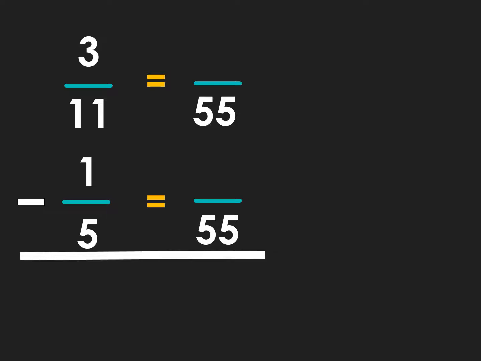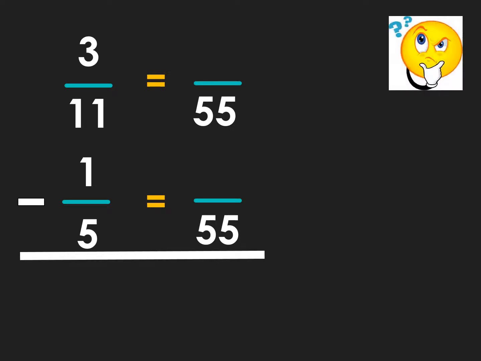For the next step, let's focus on the fraction on top. 3/11 equals something over 55. You need to ask yourself, what number can I multiply to get from 11 to 55? Think time. If you said 5, you're right. Remember that whatever you multiply to the bottom of the fraction, you'll need to multiply that same number to the top as well. So let's take that 5 again, and this time, we'll multiply it by 3.